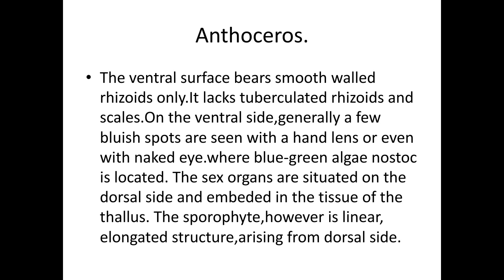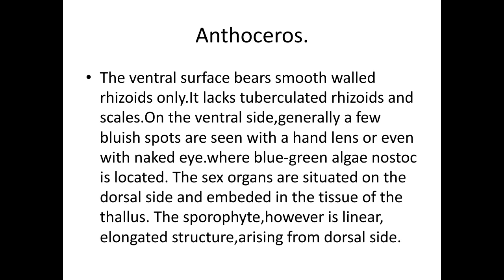It lacks tuberculated rhizoids and scales. On the ventral side, generally few bluish spots are seen with a hand lens or even with the naked eye, where blue-green algae, Nostoc, is located within it. The sex organs are situated on the dorsal side and embedded in the tissues of the thallus.